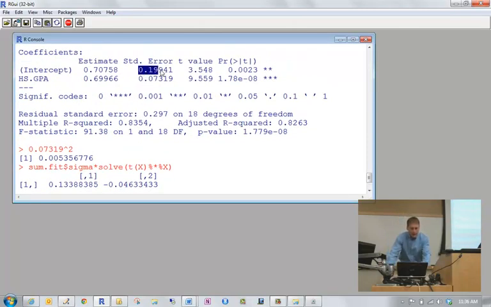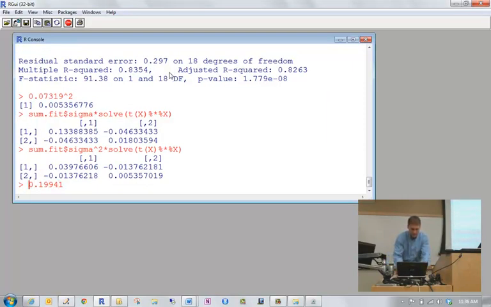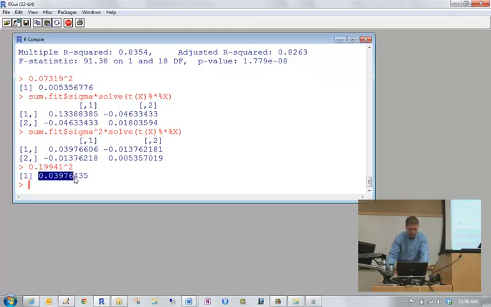And in fact, if I were to take the square of this 0.19941, you get 0.0397. Look at that. That corresponds to the 1,1 element of this matrix. We will talk about why that occurs a little bit later on. But again, I just wanted to show you why finding inverses and working with these X matrices is important. Are there any questions? Okay, page 523 then.